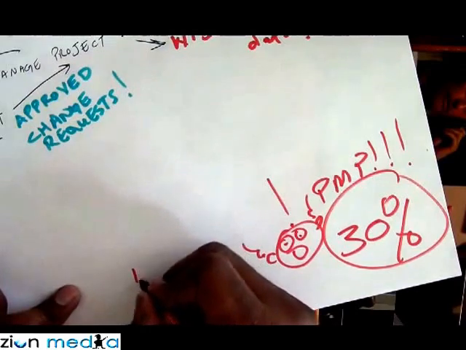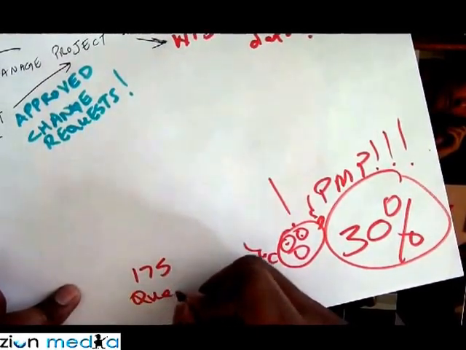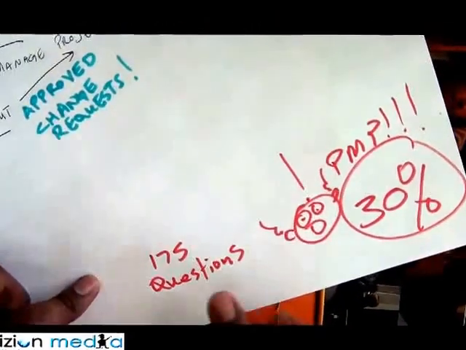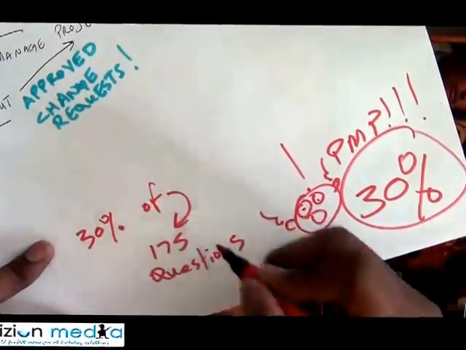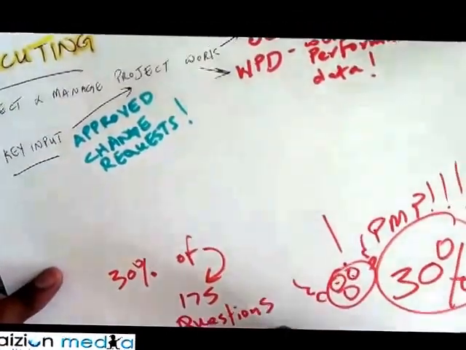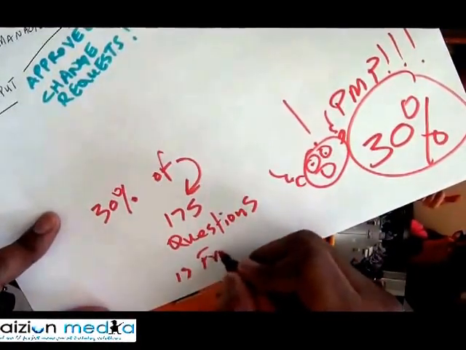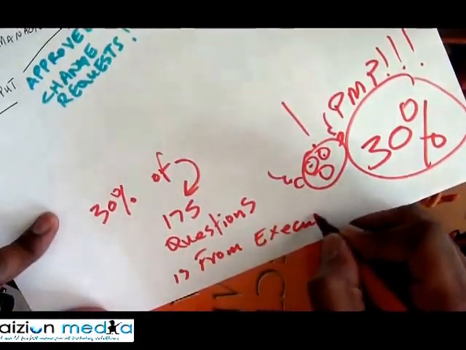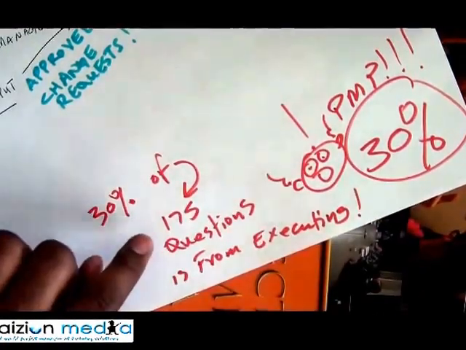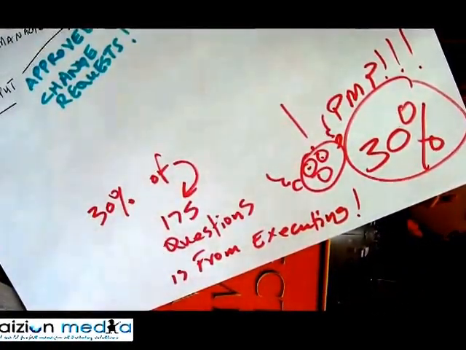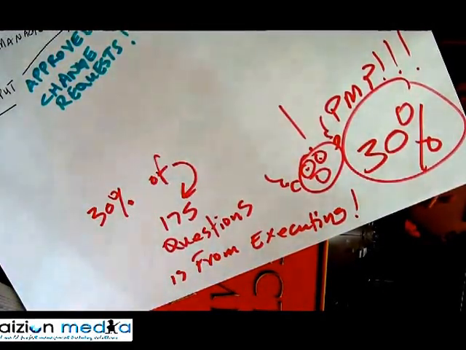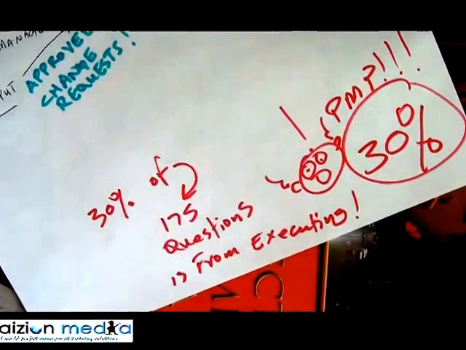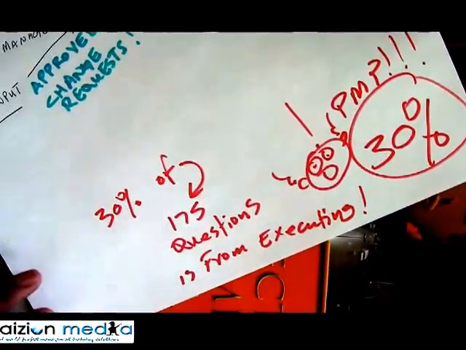If we have 175 questions, and 30% of this 175 questions is from executing, the question is, how many questions do you have? Do a simple calculation. It will amaze you that you've got at least 52 questions. That is scary. 52 questions. 1/4 of the questions you see will be from here, at least.